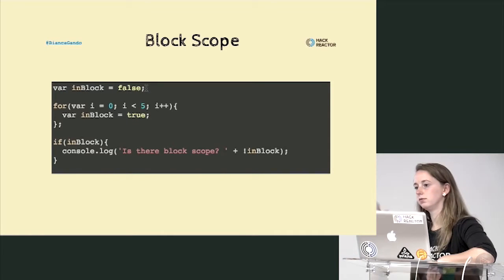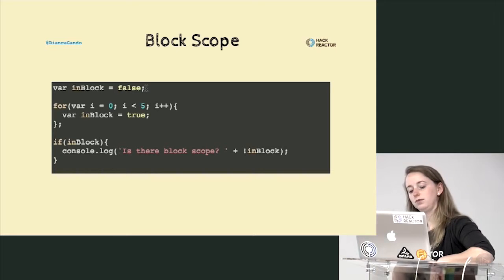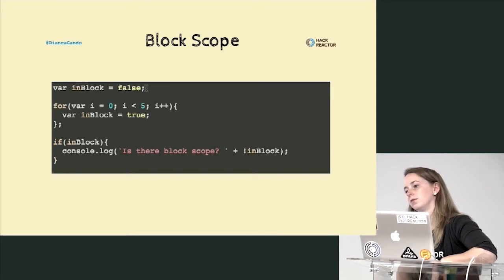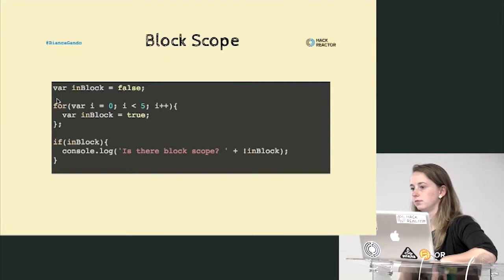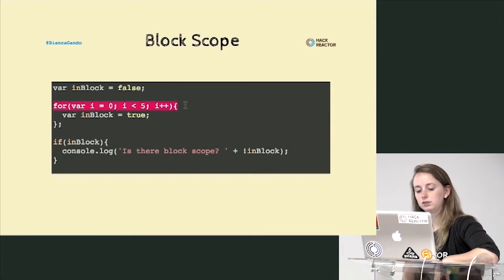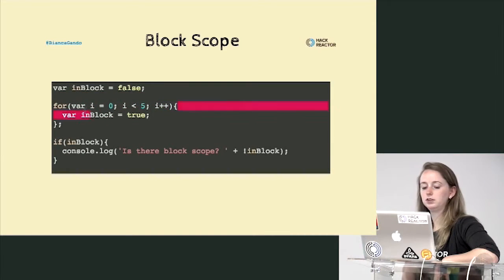Mm-hmm. And then Jake? I'm sorry, he said which one, the top? Yeah, he said the top one. Okay, so we skip that and we go to the bottom, correct? If in block? Well, we have this one still. Oh, okay. So this is a for loop, this isn't a function.